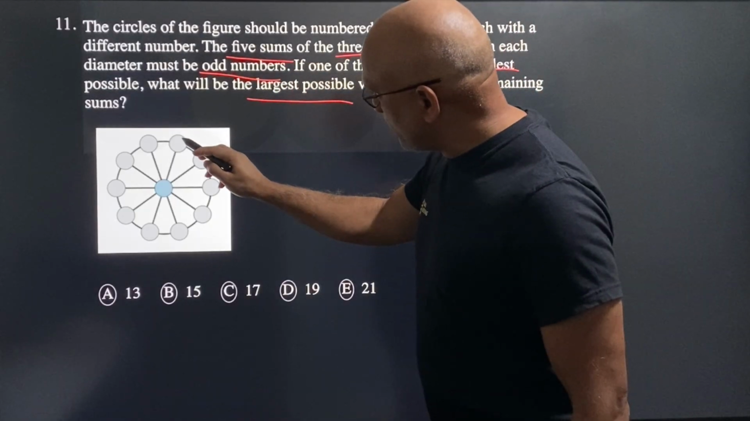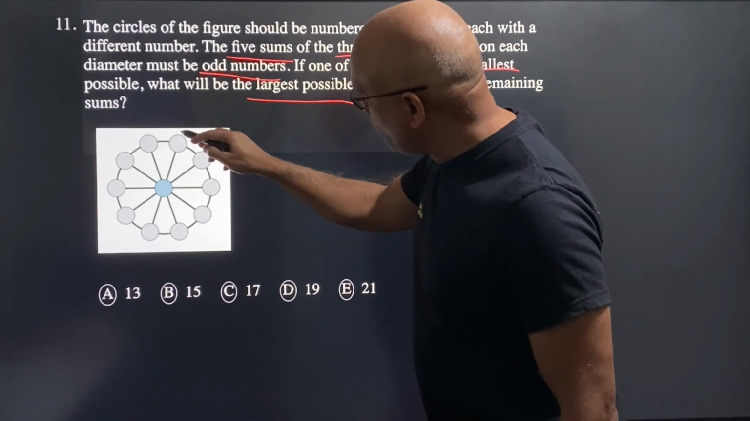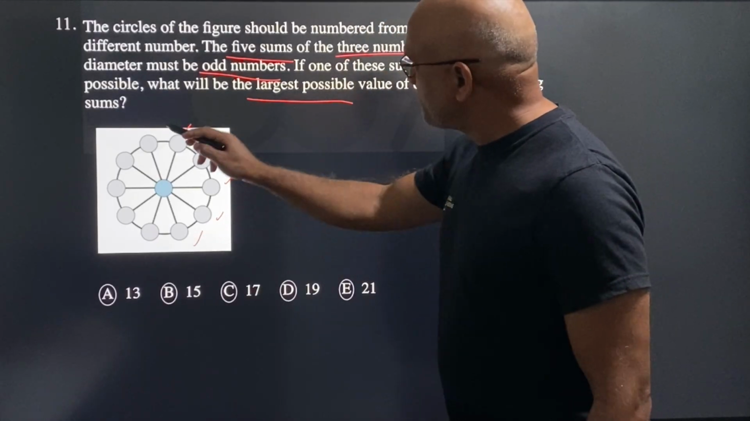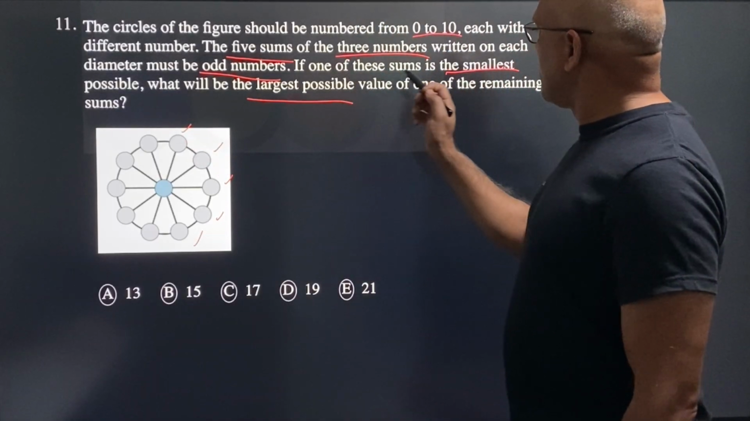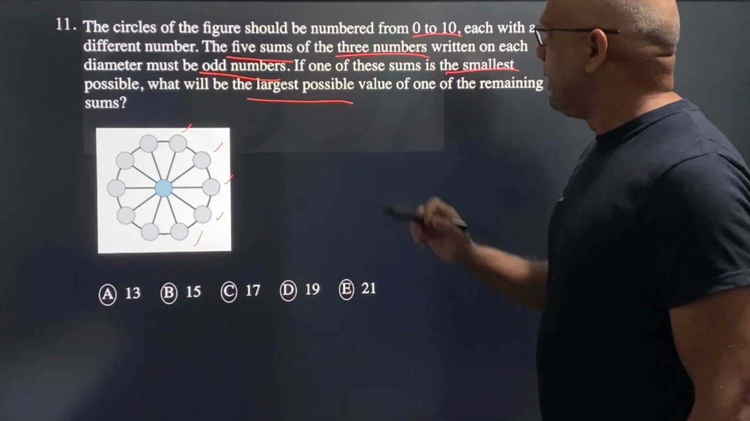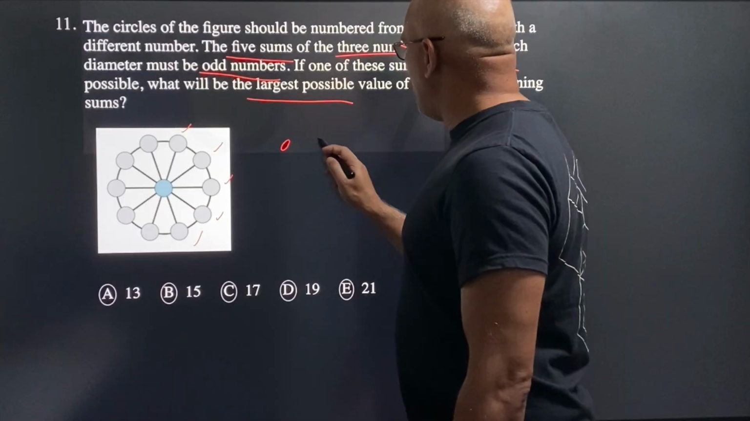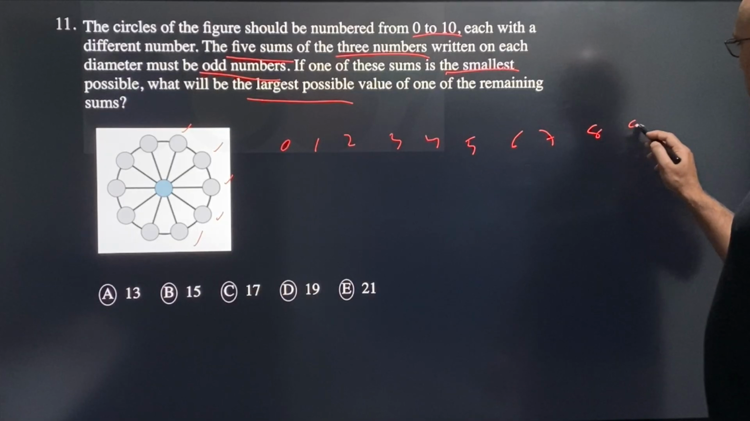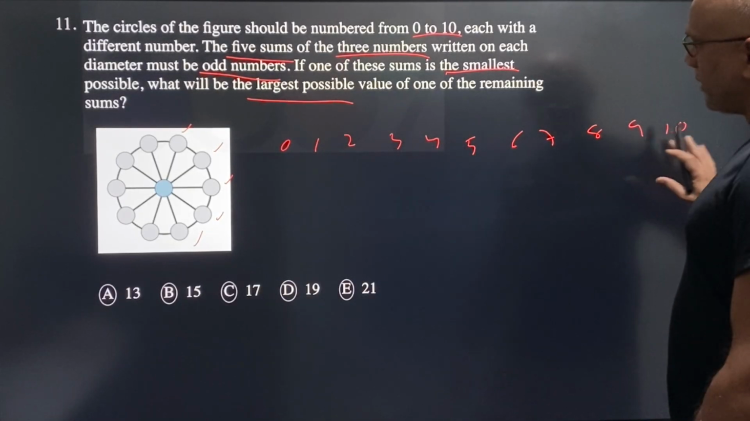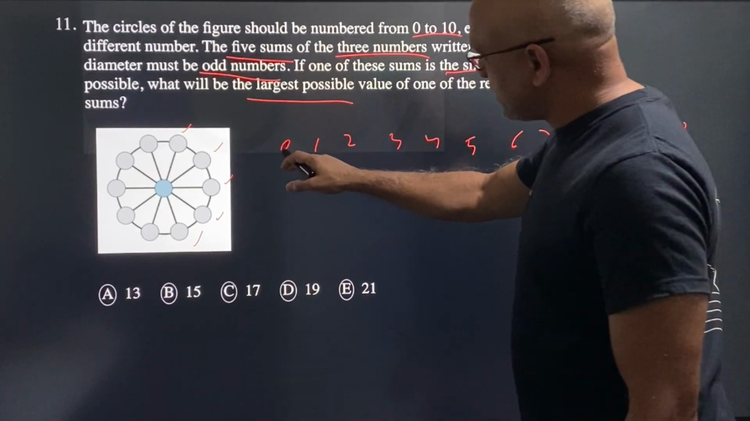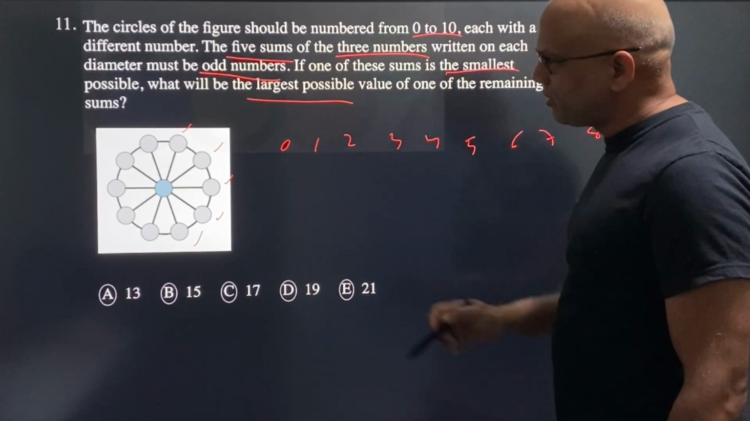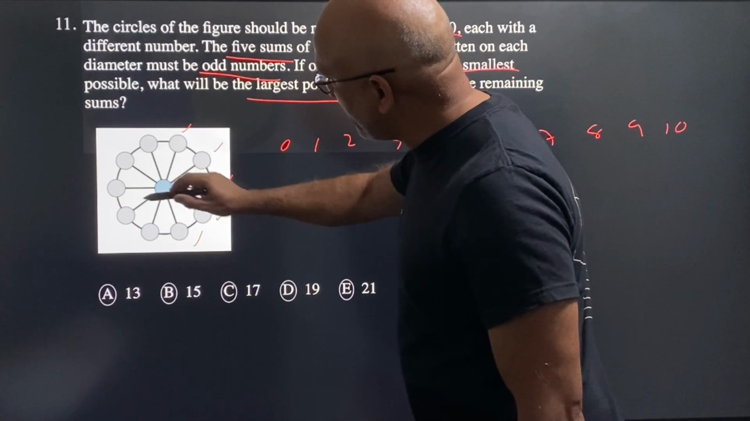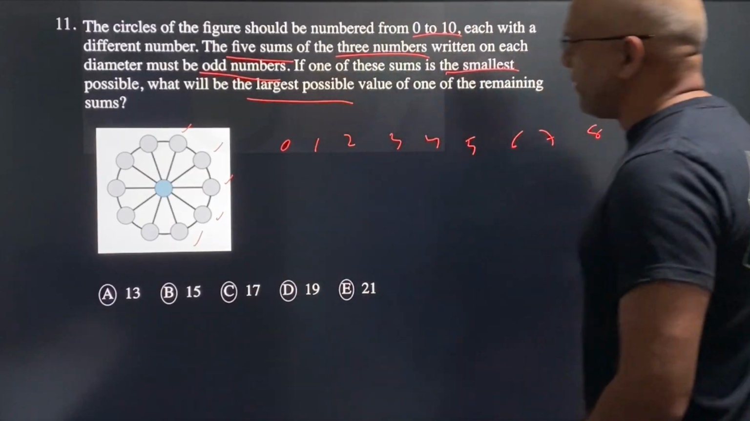so this is of 3 numbers, so 1 sum, 2, 3, 4, 5, these are the 5 sums. Okay, one of these sums is the smallest. So let me write down the numbers from 0 to 10: 0, 1, 2, 3, 4, 5, 6, 7, 8, 9, and 10. So from 1 to 10 there is 10, and this is extra. So we have a total of 11 numbers. And there are 10 circles on the perimeter, 1 at the center. So there are 11 numbers total.